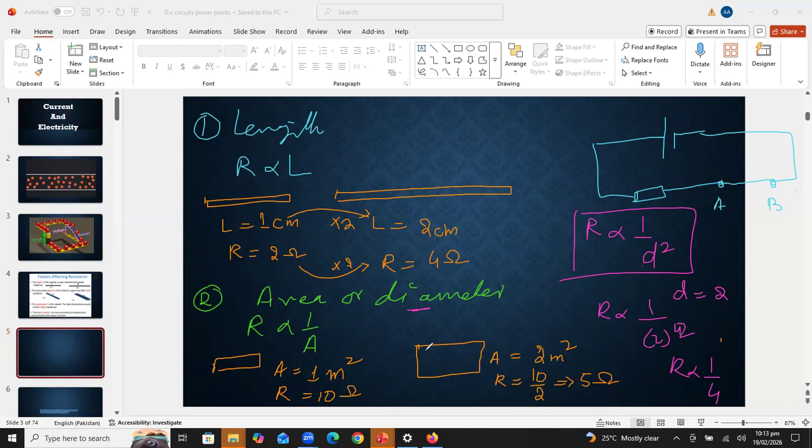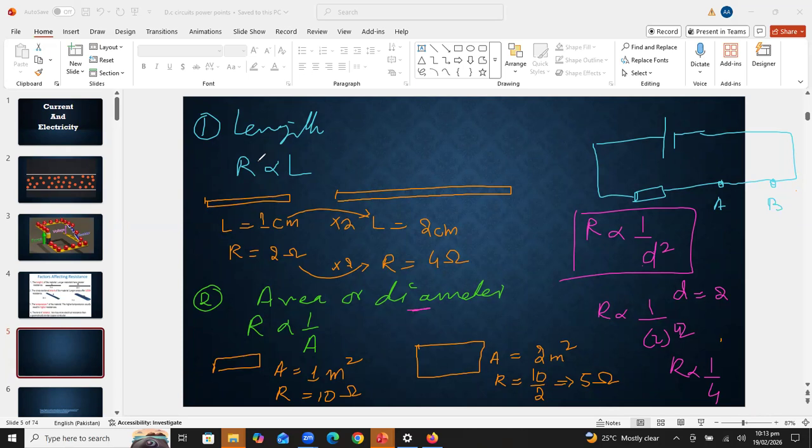Please note down each and everything, beta, whatever I am discussing with you. I am repeating. Resistance and length are directly proportional. If the length of a wire is doubled, resistance will also be doubled. If the length of a wire is decreasing, resistance will also decrease. It is showing a direct relation.